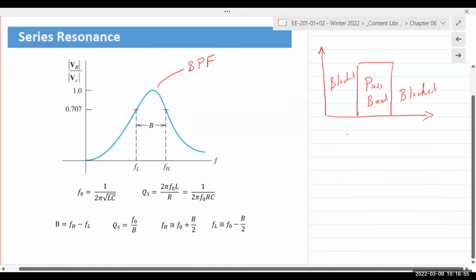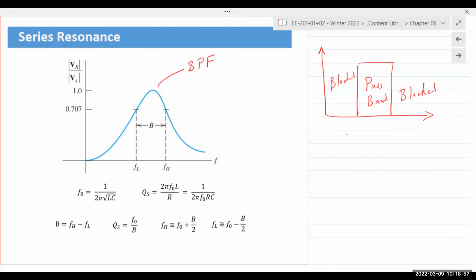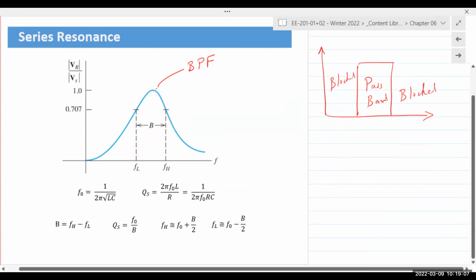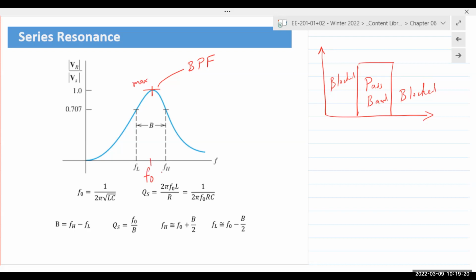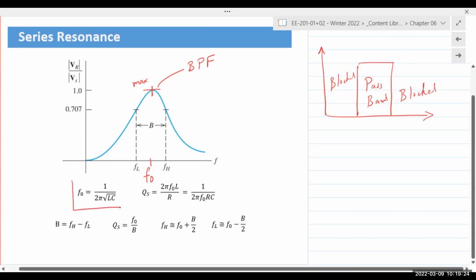The y-axis has the magnitude of the transfer function. The transfer function is the ratio of output voltage to the input voltage. Output voltage would never be more than the input voltage, so the maximum value is 1. And that would occur at a frequency known as F0, which is the resonant frequency for that circuit, and is given by this equation.